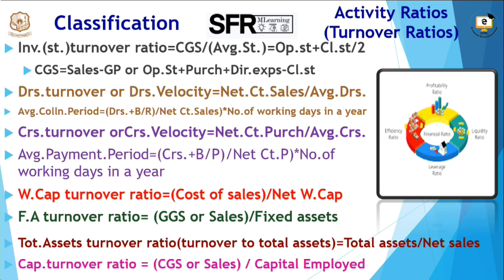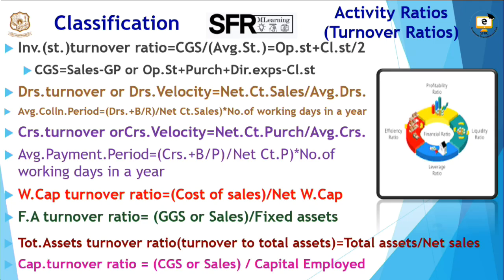Next we have to go for creditors or payable turnover ratio. It is also called creditors velocity. It discusses the relationship between net credit purchases and average trade creditors. Here we have to omit the cash purchases, only credit purchases are included.